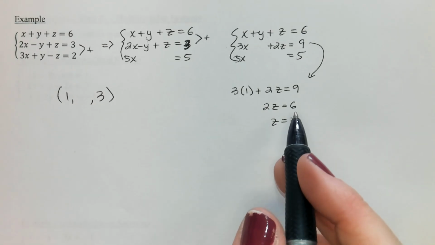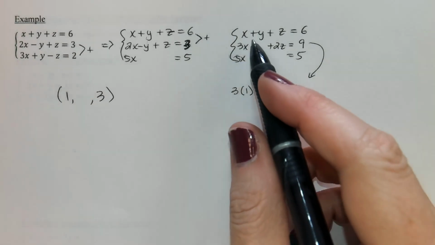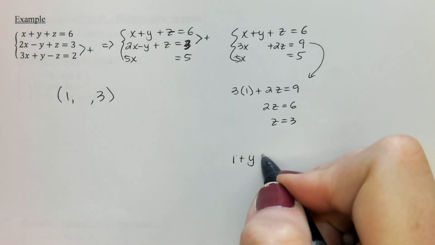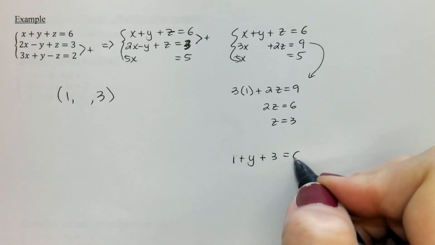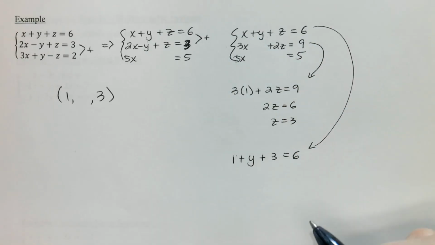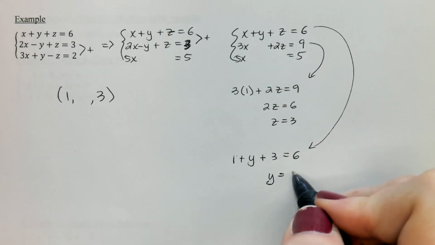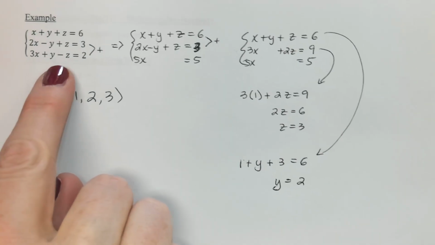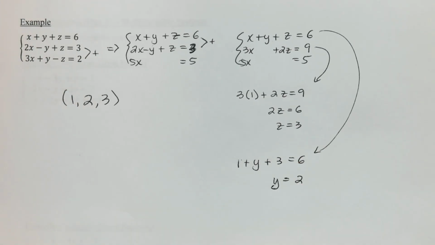And now my job is to take the x value and the z value and plug it into the top equation. So my x value is a 1, we're solving for y, z is a 3 equals 6, so just using that top equation, and my y is 2. So what we're doing today is just some gentle elimination and a little bit of back substitution.